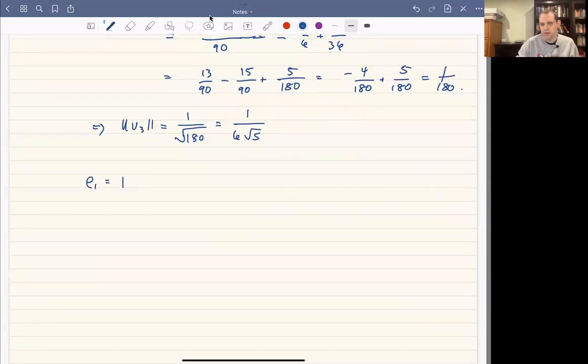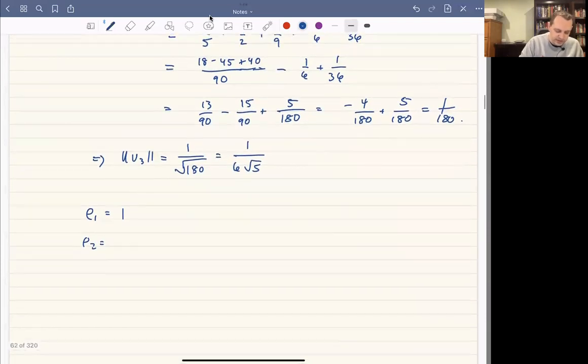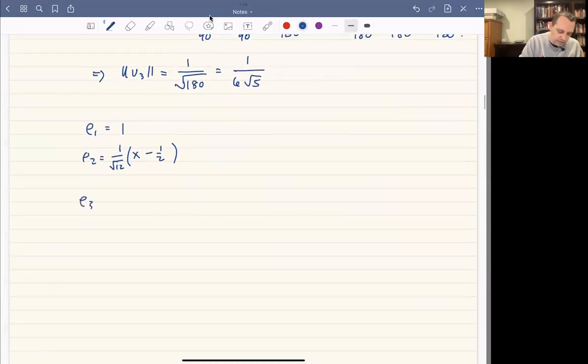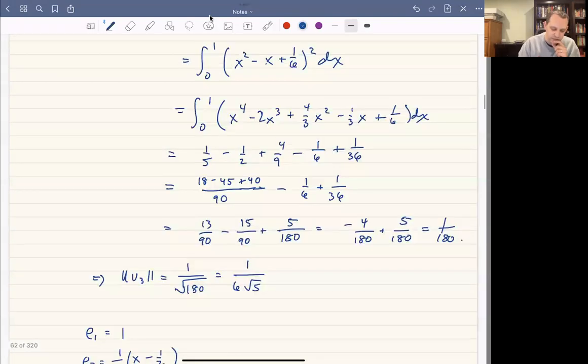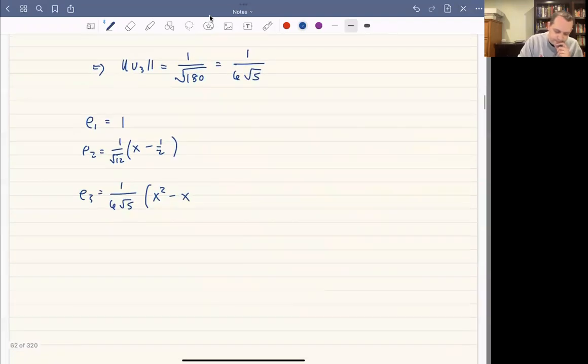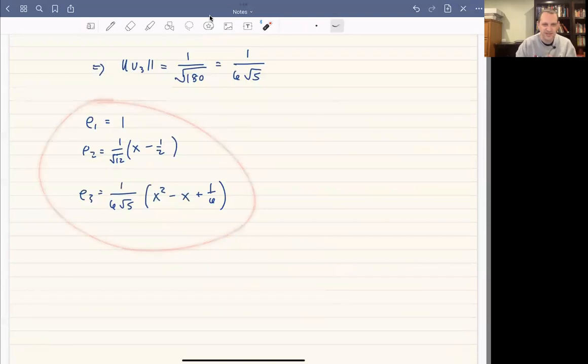So E1 is just going to be 1 because this is already unit length. E2 is going to be U2, which we said was x minus 1/2, divided by its length. So that's 1 over square root of 12. And then E3 was 1 over 6 square root of 5 times whatever it was, x squared minus x plus, I've already forgotten what it was, 1/6. Okay, and now these are your orthonormal basis for P2 with this inner product.